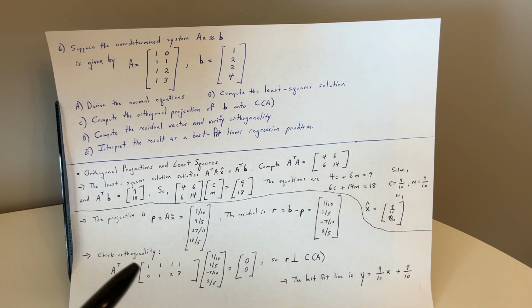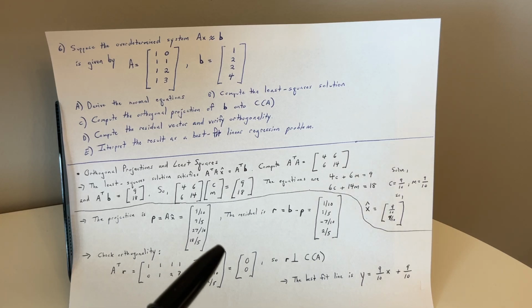Checking for orthogonality, A transpose R equals row 1, 1, 1, 1, row 0, 1, 2, 3 times column 1/10, 1/5, negative 7/10, 2/5, which equals 0, 0. So R is perpendicular to C of A. The best fit line is Y equals 9/10 X plus 9/10. All right, so that's number 6. Moving along to number 7.